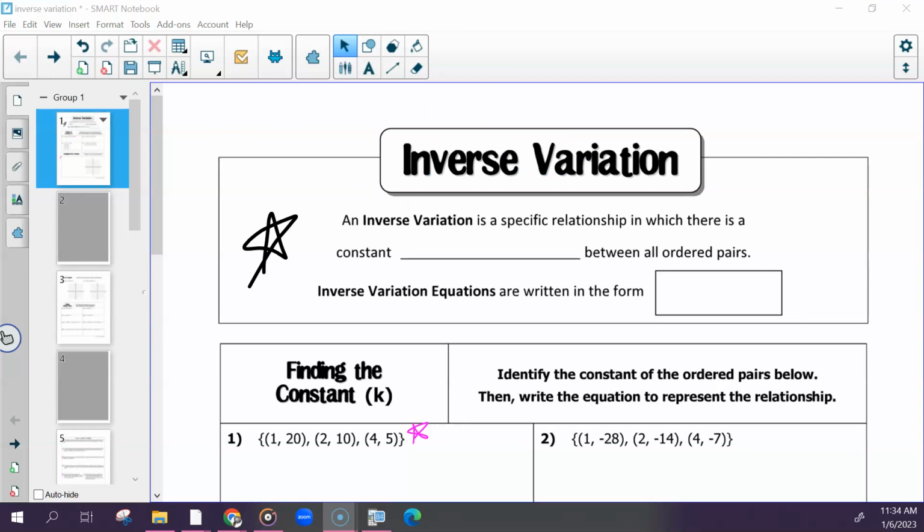What you'll notice as we start doing the inverse is that they have a lot of similarities to direct. There are just some differences as well. So in inverse, I'm going to be comparing them a lot. Where direct had a constant ratio, inverse has a constant product.